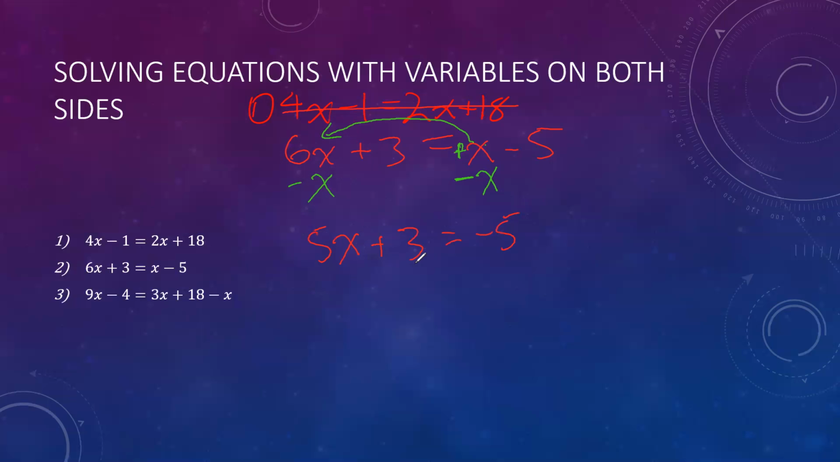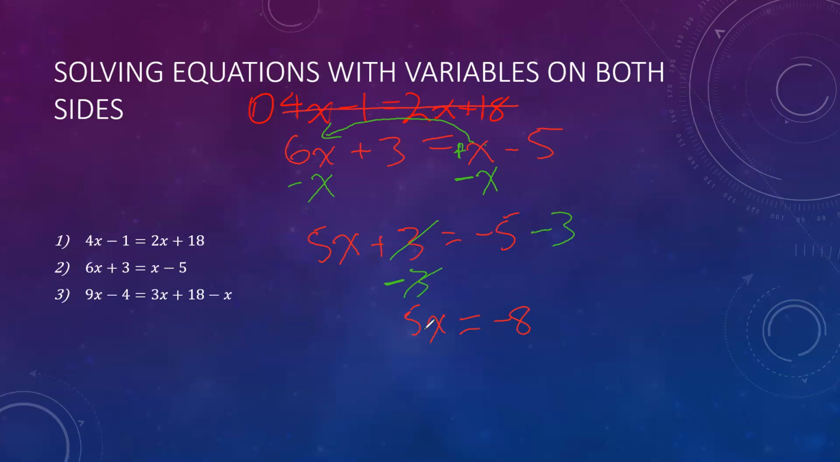Now my next step is to move the positive 3 over to the other side. So to move the positive 3, I'm simply going to subtract off 3 on both sides. And when I subtract off 3 on both sides, I end up with negative 5 minus 3, which gives me negative 8. And now I have 5x is equal to negative 8.